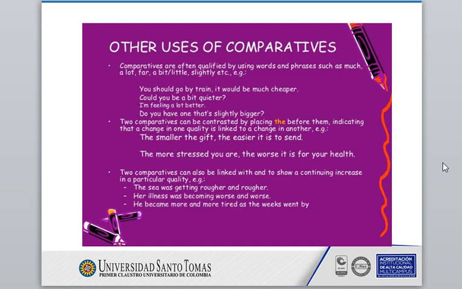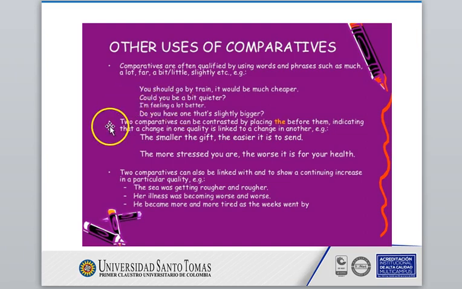Okay, so there are some phrases that are commonly used when you make comparisons, like, for example, much, a bit, a lot, and slightly. These adverbs are typically used before the comparative, and they help the sentence sound really good. You should go by train. It would be much cheaper. Could you be a bit quieter? I'm feeling a lot better. And do you have one that's slightly bigger? So again, I recommend you start using these adverbs as well.